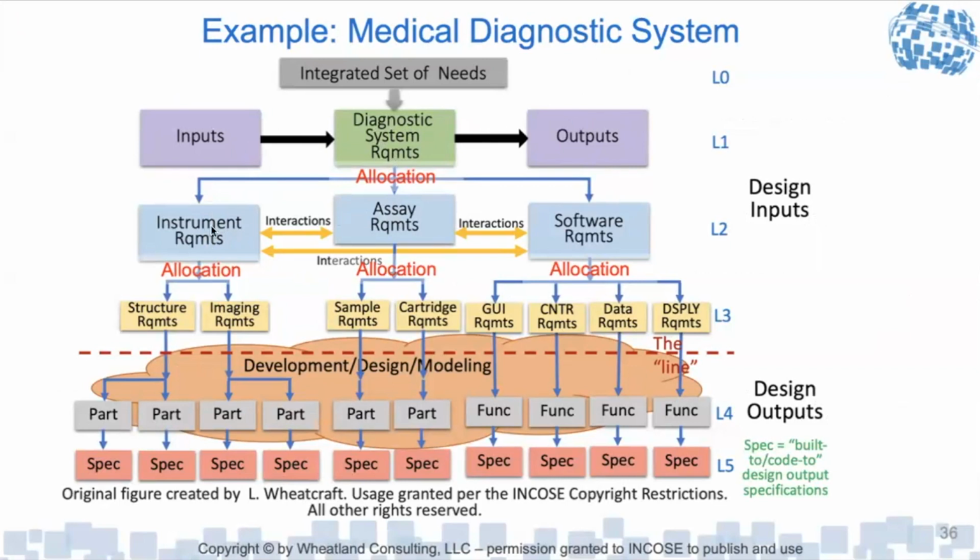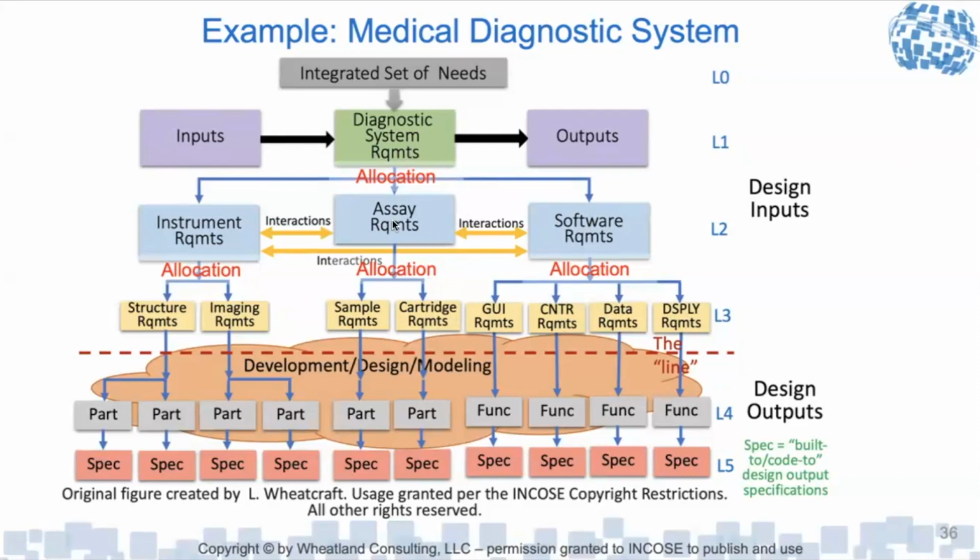They may have an instrument, you have what they call an assay, which consists of a sample, a cartridge, maybe reagents, and then we have software requirements that could have the GUI requirements for controlling the instrument, processing the data, and then how to output data, either display or in reports. And so all these are flowing down.